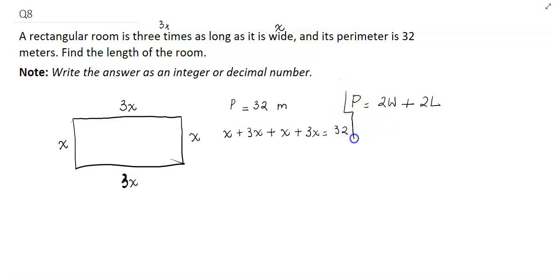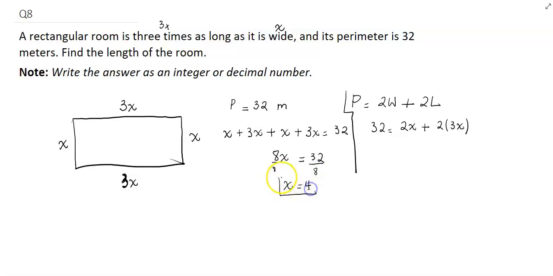Or I'm gonna say 32 equal 2 times, the width is x, plus 2 times the length is 3x. One or the other. Here is a bunch of like terms. I can combine them. Here has 1, 3, another 1, and a 3. So when I add them together, I have 8x equals 32. Then how do I find x? I divide both sides by 8, and I find that x is 4.